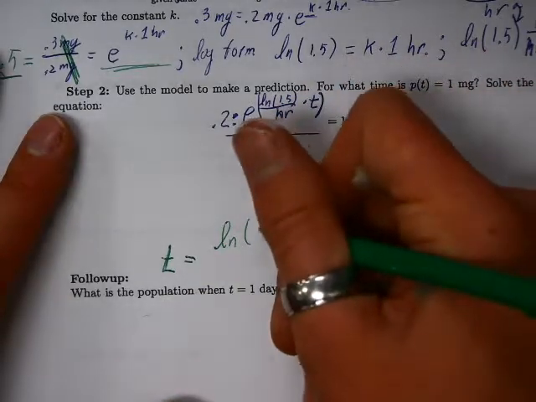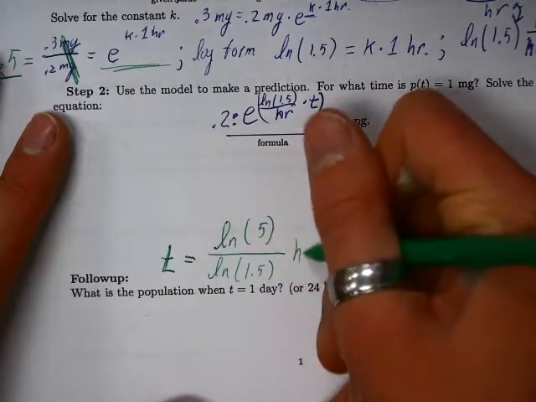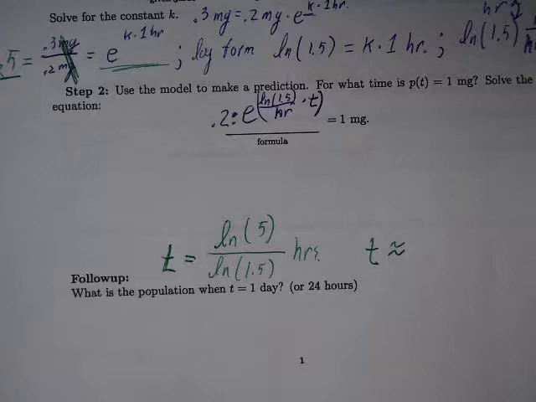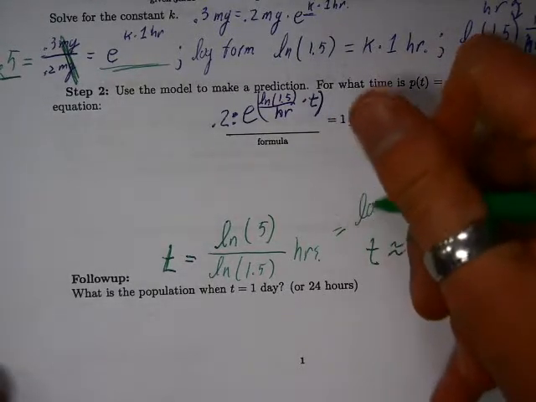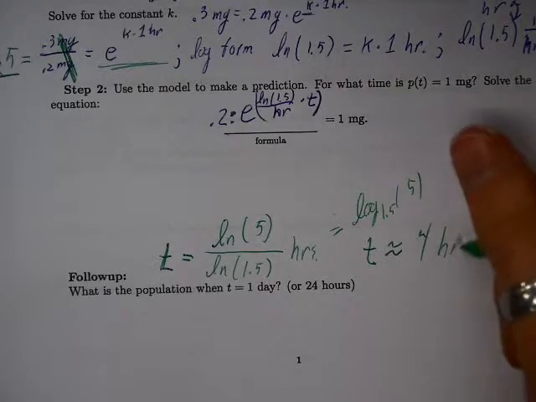Cool. So natural log of 5 divided by the natural log of 1.5, in hours. Yeah. Well, maybe you notice that's the same thing as the log base 1.5 of 5, if you're into that sort of replacement. Maybe the natural log one is more natural anyway. Anyone get something different? And let's also get an approximate value. What is that approximately? Somewhere around 4 hours.